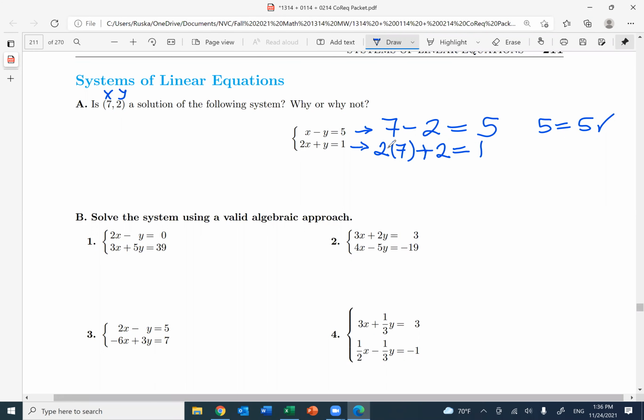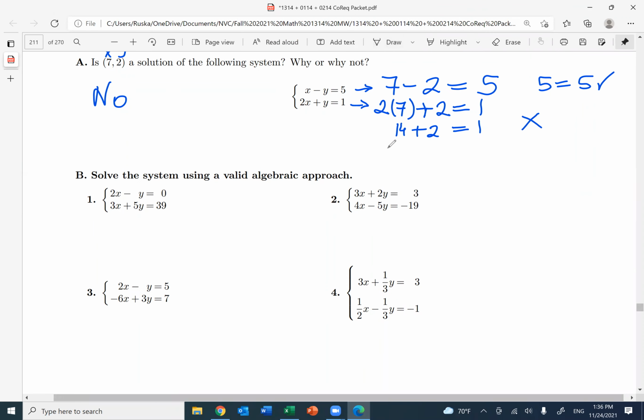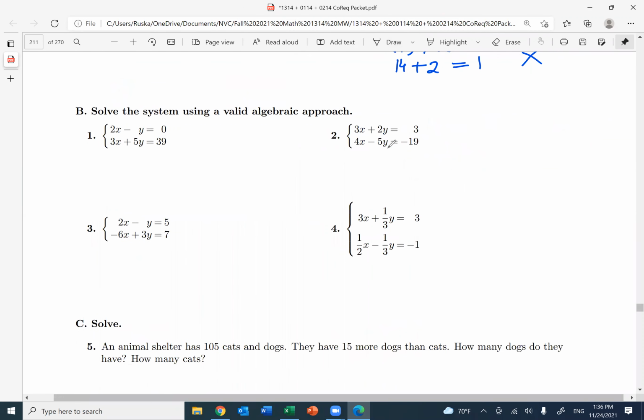So what you have here, 2 times 7 is 14, plus 2 is not equal to 1, right? So this is not true. So the answer here is no, because the second equation is not satisfied by these two numbers. That's it. And then after that, we're going to actually solve the system.